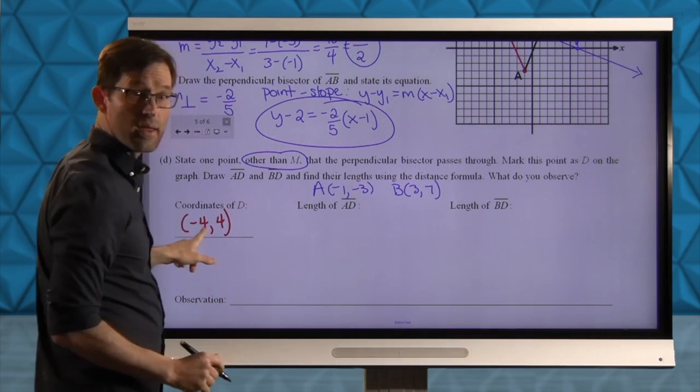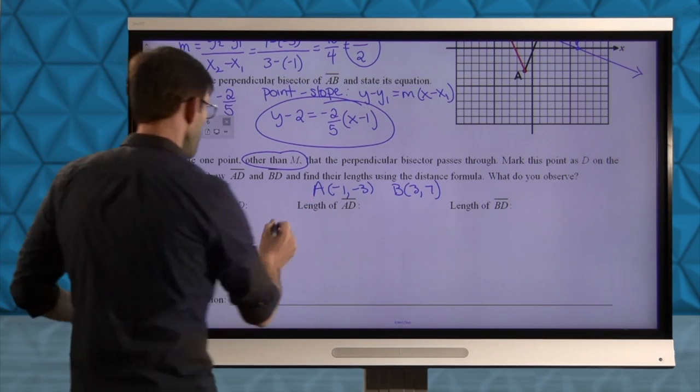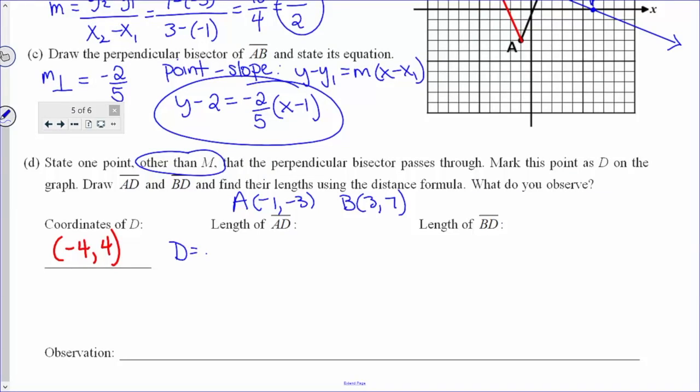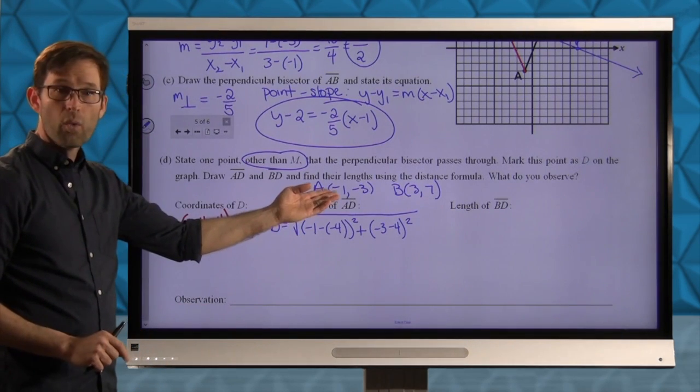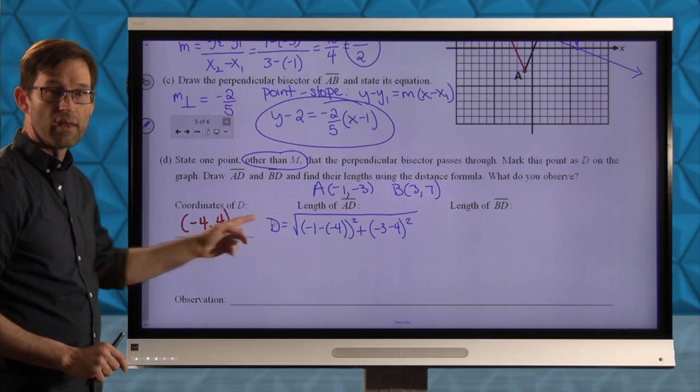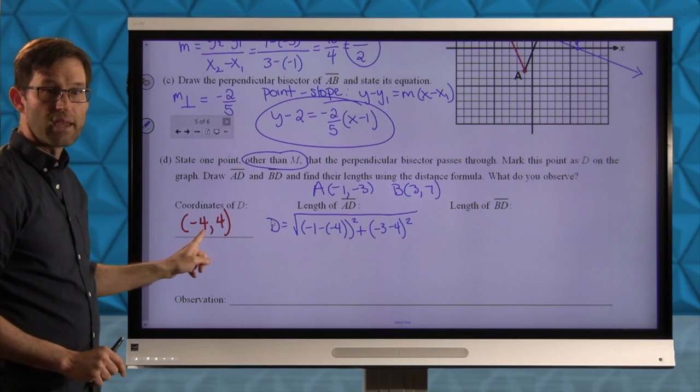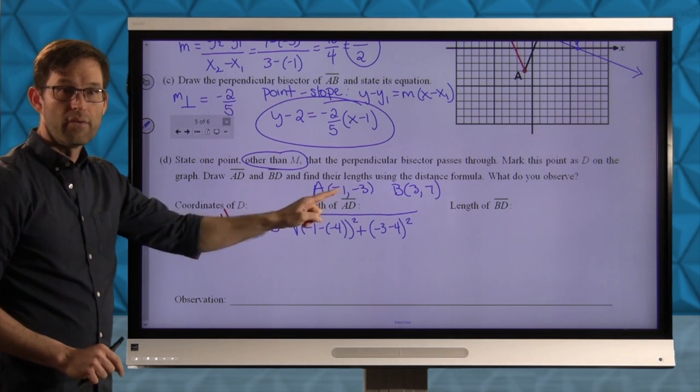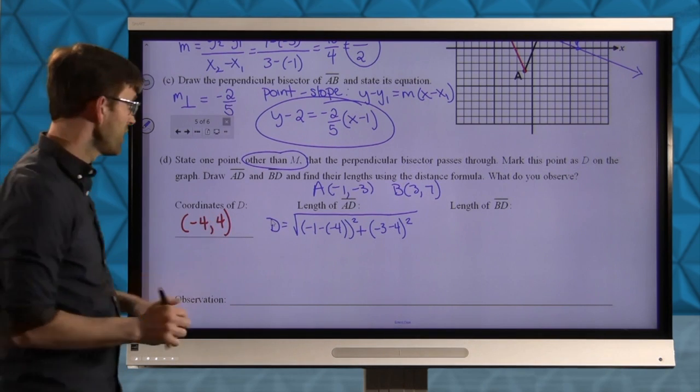So here's D, and here's A. Let's do the distance formula. It's the square root of negative 1 minus negative 4 squared plus negative 3 minus 4 squared. Again, all I'm doing is using the distance formula with point A and point D. Negative 1 minus negative 4 squared, negative 3 minus 4 squared. That's it. Let me keep going.